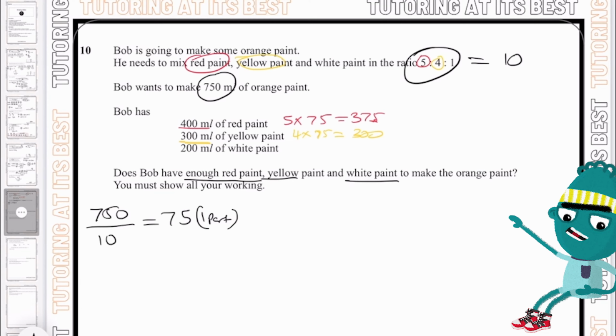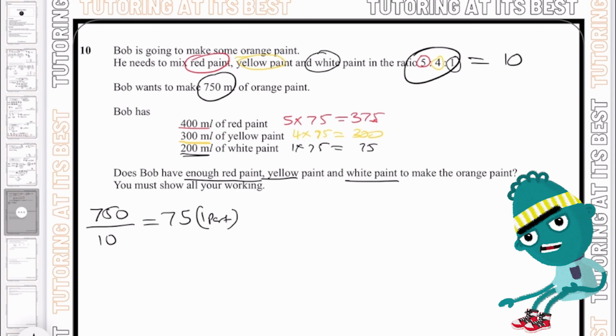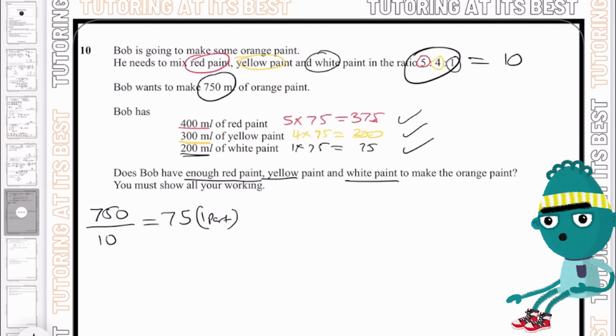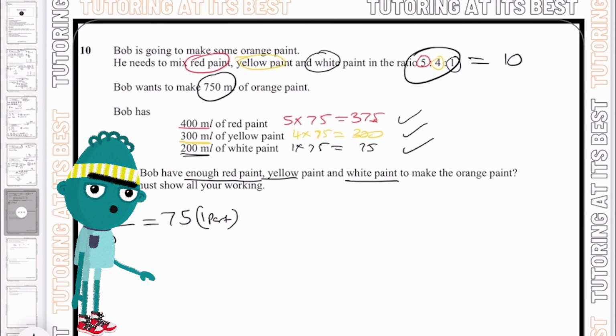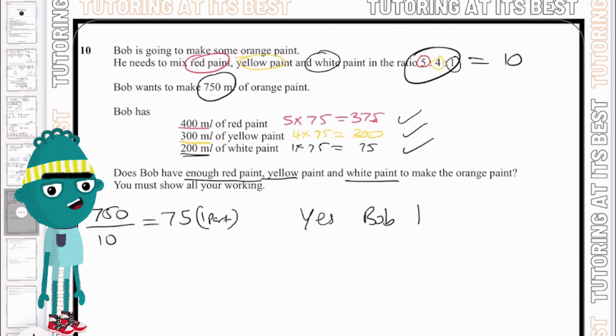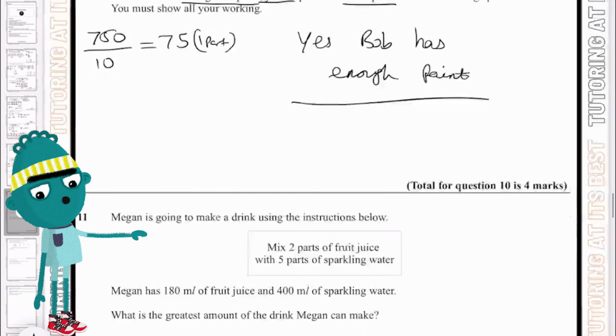And then if we go for white, we know that that ratio would be 1. So 1 times 75 is 75, which is also perfect for us because he has 200 milliliters of white paint. So all in all, that works really well for us. So our answer is yes, Bob has enough paint. Amazing. I hope that question was clear. Let's now move over into the next one.